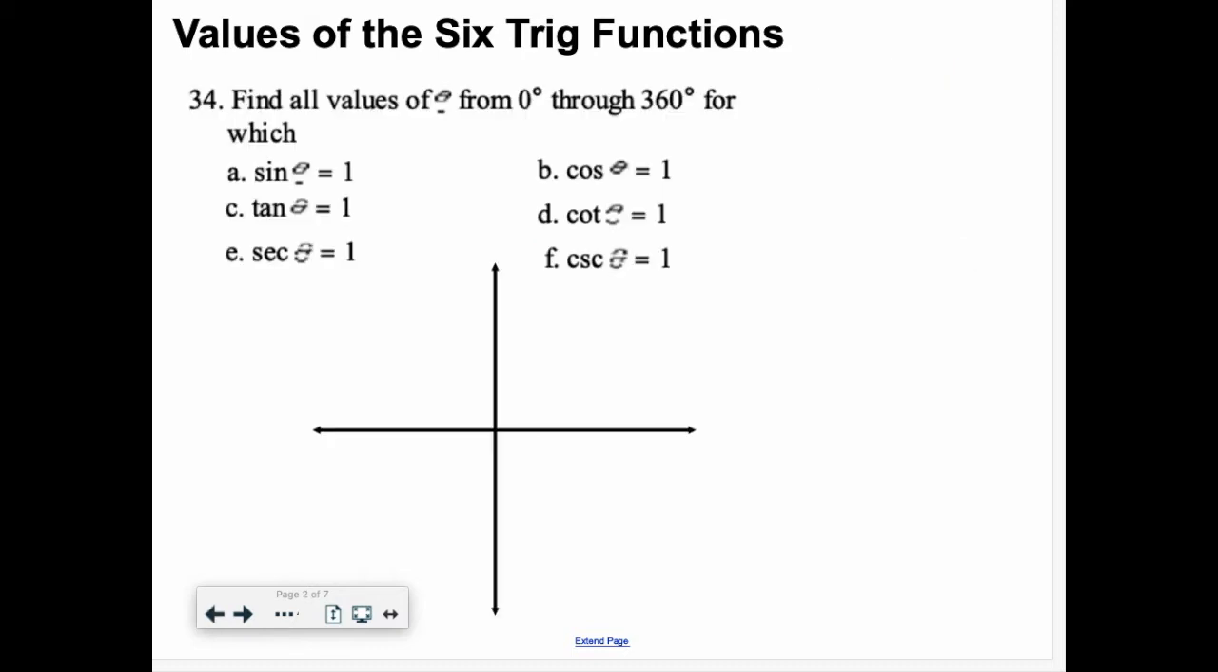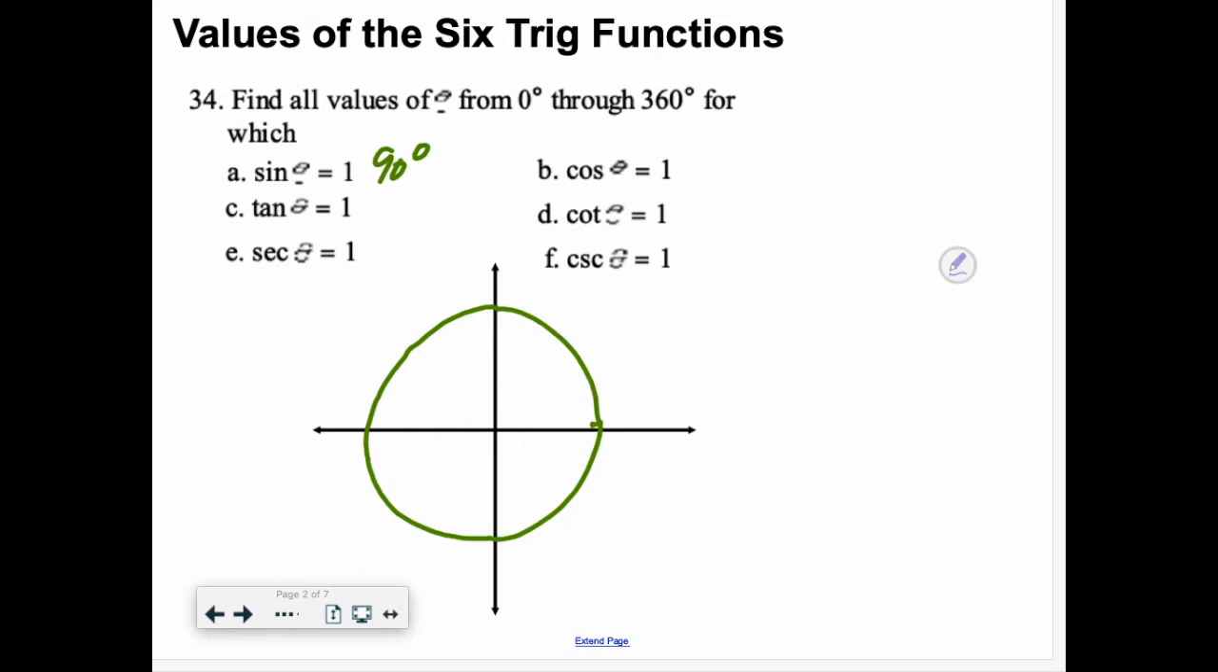So, here's an example of it. We're going to find all the values of theta from 0 through 360 for which the 6 trig functions we've studied are equal to 1. And we can do that by first finding out sine, cosine, and tangent. And then we're going to use their inverses to find the rest. So, let's start with our circle. Sine is our y values, our vertical values. So here at 90 degrees, sine is equal to 1, sine is equal to 0, sine is equal to negative 1, sine is equal to 0. So this is only at 90 degrees.